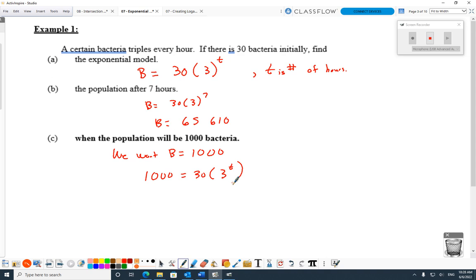Yeah? Isolate the exponential part. 1,000 over 30 equals 3 to the exponent t. You could get this as a decimal. I don't suggest it. With your guys' calculators nowadays, there's no reason to do anything here. You might want to simplify it. So I will do that much. I'll go, okay, I can simplify that to 100 over 3. But I wouldn't go any farther with it. I wouldn't get it as a decimal. I'd just leave it like that.